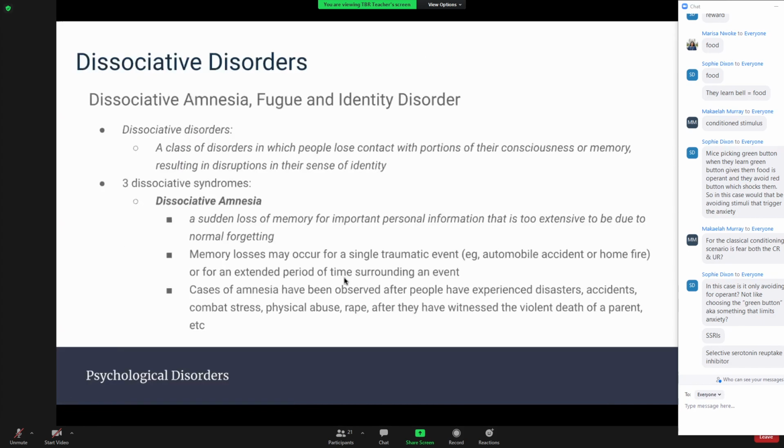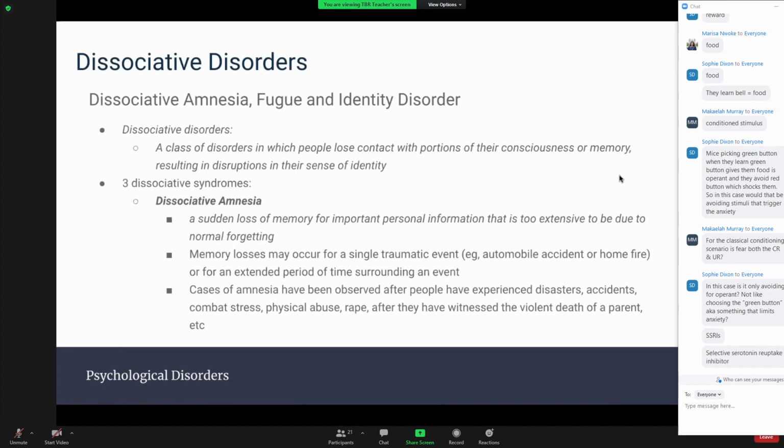Now we're going to talk about dissociative disorders. Dissociative disorders are kind of crazy. I encountered them for the first time when studying for the MCAT, and I was like, "What? This is nuts." And this was the area that made me think, "Oh my gosh, maybe I do like the idea of psychiatry."